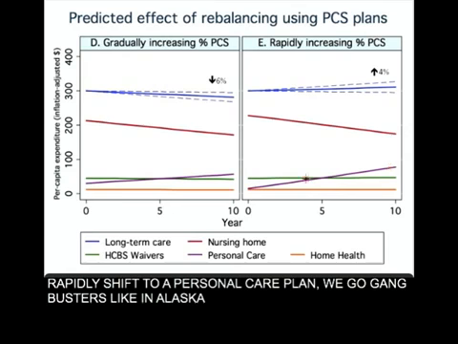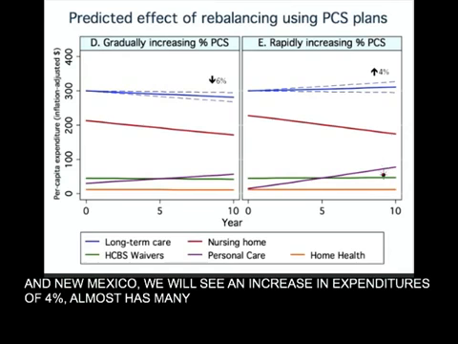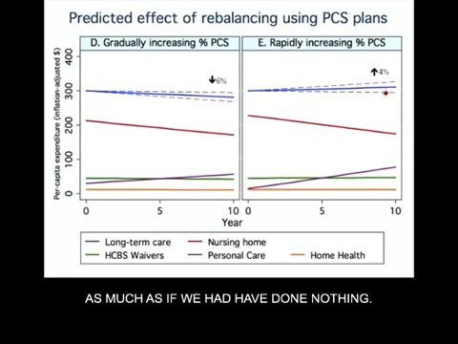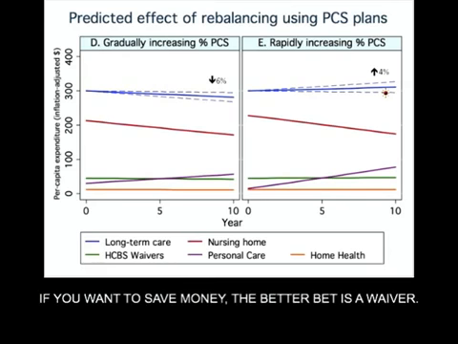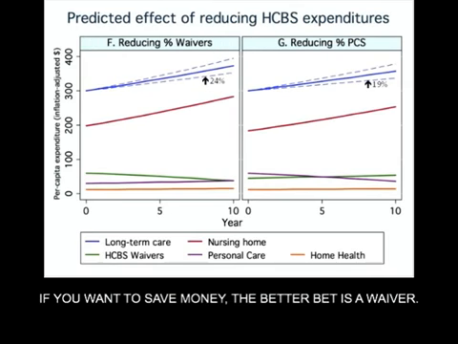However, if we rapidly shift to a personal care plan, we go gangbusters like they did in Alaska and in New Mexico, we actually are going to see an increase in expenditures of 4%, almost as much as we would have had if we did nothing. So my model is basically confirming what I was suspecting from looking at the states, that it matters whether you shift to waivers or personal care plans. If you want to save money, your better bet is a waiver.